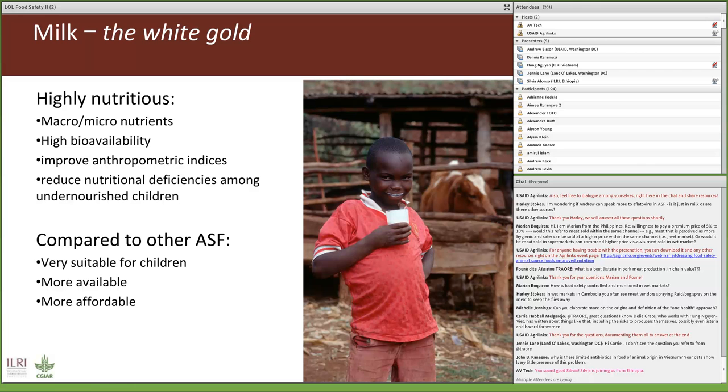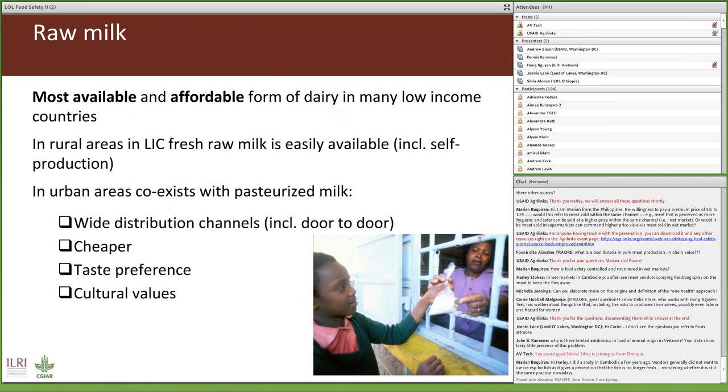Milk is one of the best animal source foods in those countries for several reasons. Obviously, it contains certain micronutrients that are not available in other products. In children, it's been associated with improved anthropometric indices. Compared to other animal source foods, it is relatively cheaper, especially compared to meat. It's more available in any low-income country. You will have cow's milk at least, and it's very suitable for children, especially the youngest children.